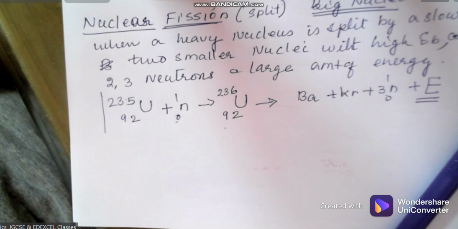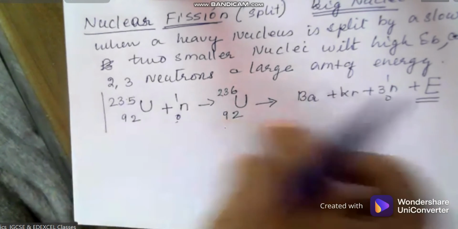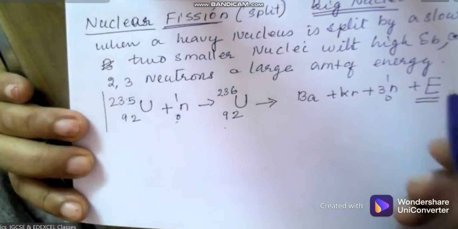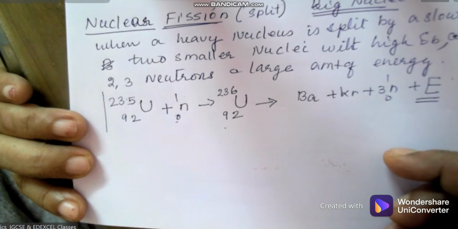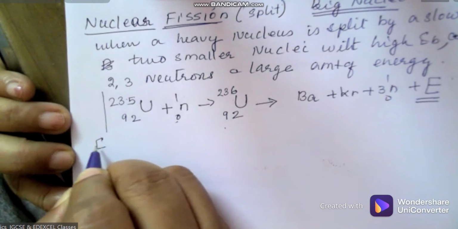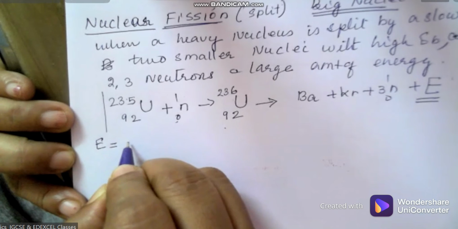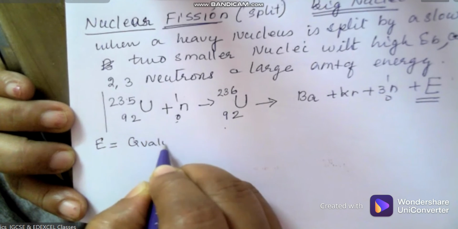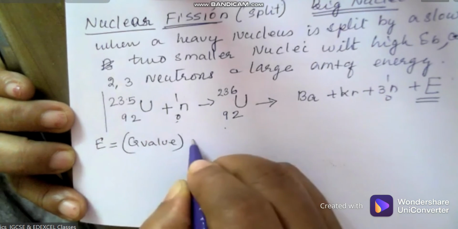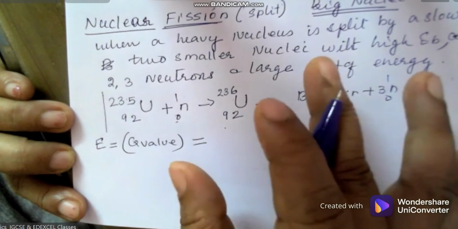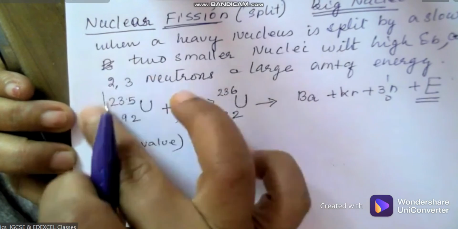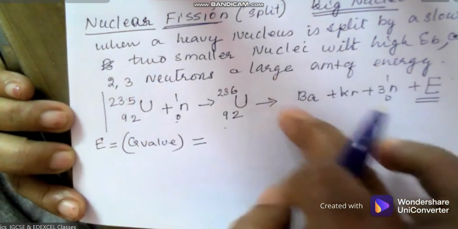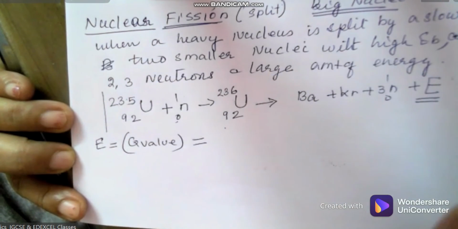So this is the nuclear fission. Now, how much energy is released? That is called Q value. This energy released is called actually Q value. It is found how? The mass difference. That means sum of the masses of this minus sum of the masses of this into C square.